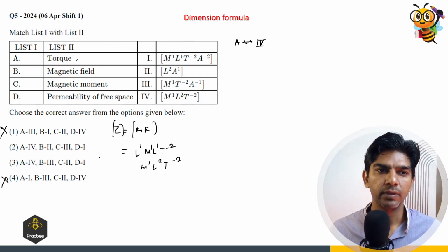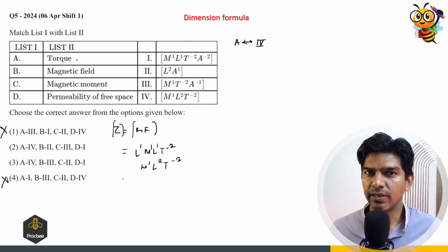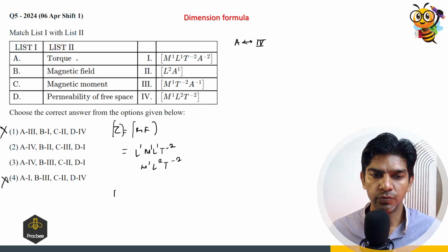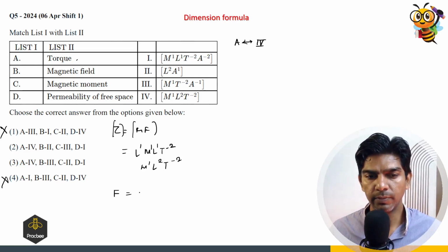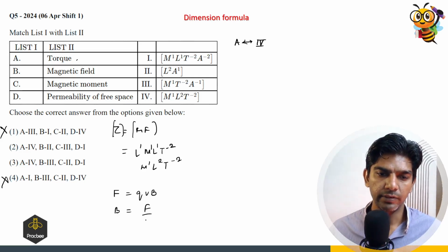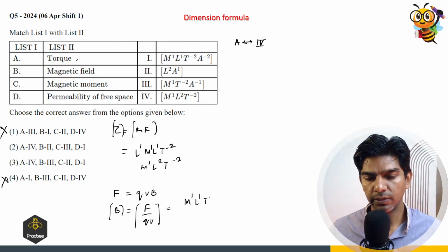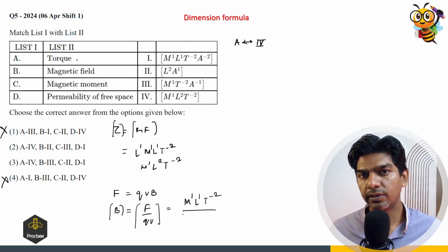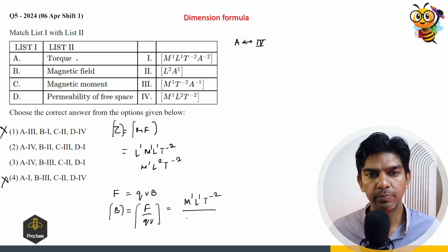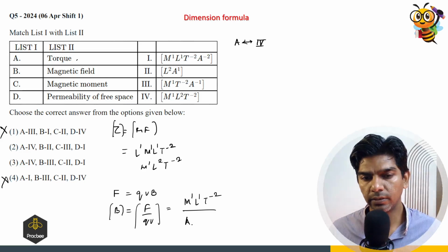Now let us check for B, magnetic field. So we can use any formula which contains magnetic field. So force on a charged particle will be QVB, right? So B can be written as F divided by QV. So the dimension for magnetic field will be M raised to power 1, L raised to power 1, T raised to power minus 2 divided by, for charge, Q can be written as current times the time. So that will be ampere, or current dimension, times T. And V is the velocity, that is L T raised to power minus 1.